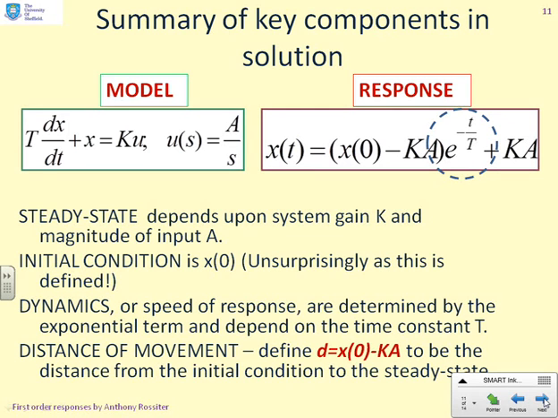And finally, how far does the system move? Well, again unsurprisingly, it goes from the initial condition, x of 0, to the steady state, kA, and so what you can see is the distance of movement is given by x of 0 minus k times A. And for convenience, as I'm going to use it in some later slides, I'm going to define this value here, D equals x of 0 minus kA, which gives me the total distance moved by this first order response.